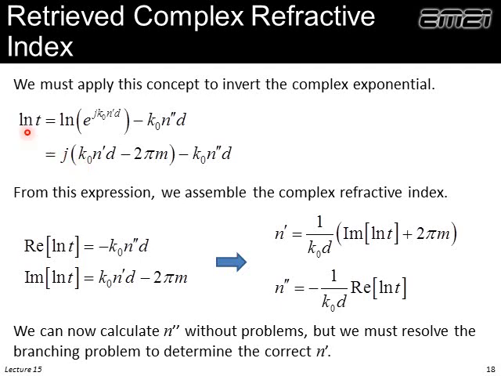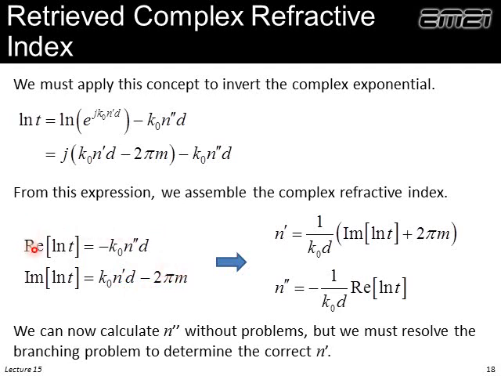Now we can look at the real and imaginary parts of this natural log of t. The real part of the natural log of t is the real part of the right-hand side of the equation. That's just minus k naught n double prime times d. We can look at the imaginary component of t, which is simply the imaginary component of this expression. That's k naught times n single prime times d minus this integer multiple of 2 pi.